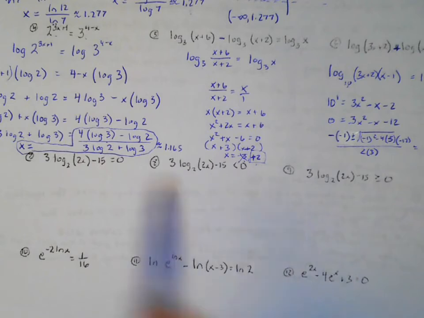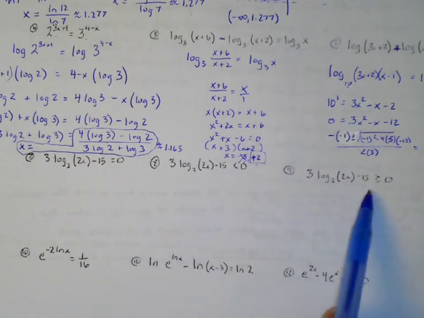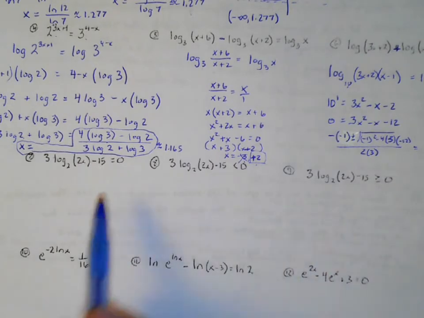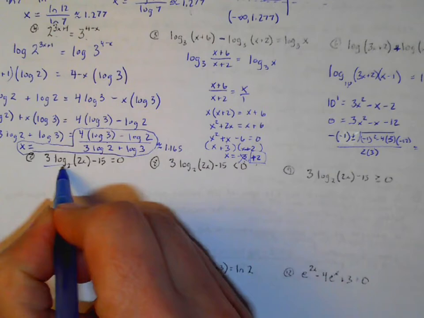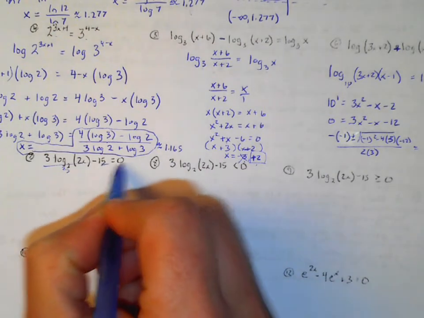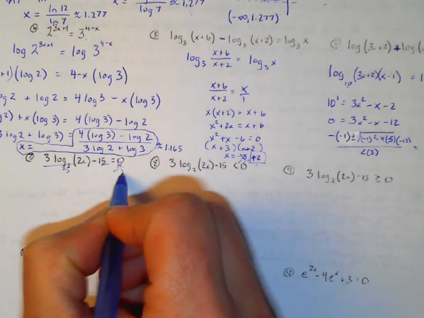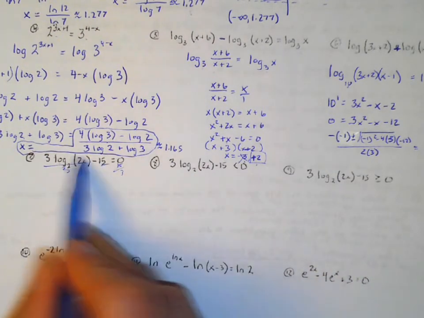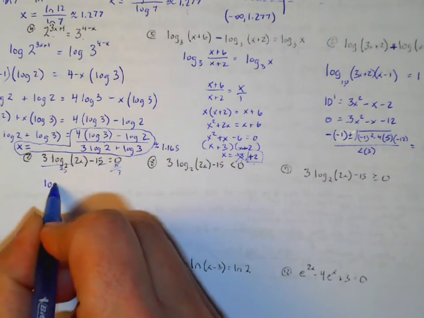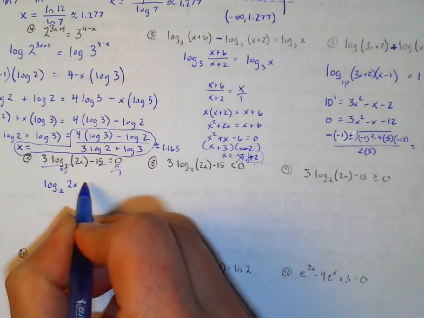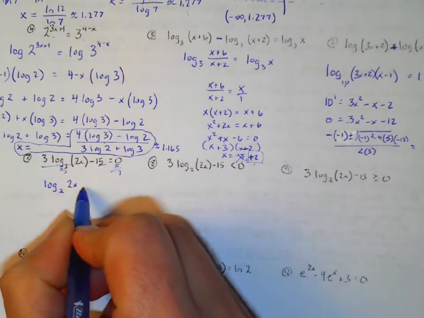Okay, next problem, we're going to solve where it's equal and then less than and greater than or equal to. So with this one, first thing I'm going to do is add the 15 over, and then divide everything by 3. Trying to get this log part by itself. So I know it's log base 2 of 2x. 15 divided by 3 is 5.